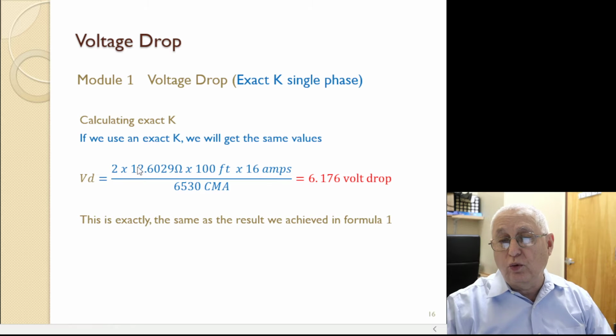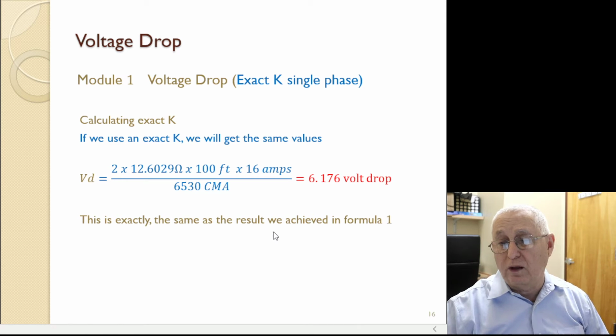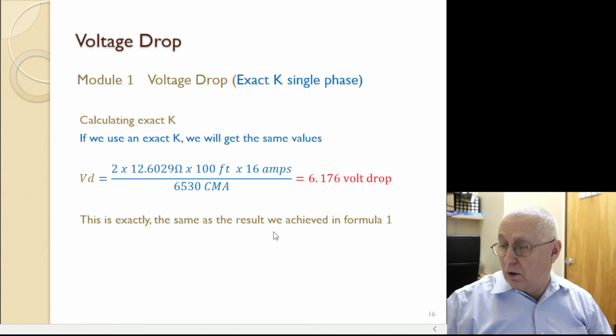Here we have 2 times 12.6029 ohms, that's exact K, times 100 feet, times 16 amps, divided by the circular mill area, 6530, and we get 6.176 volt drop. That's exactly the same result that we achieved with Formula 1.